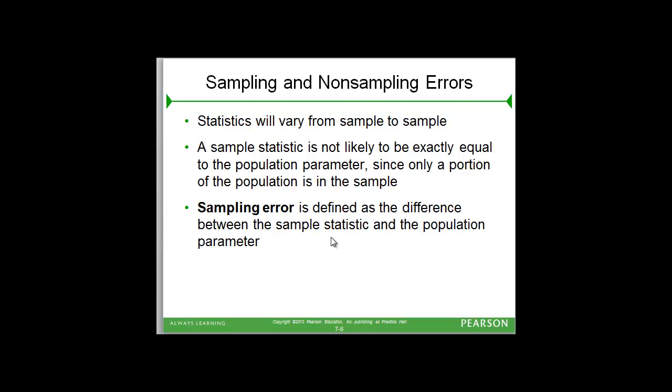The next concept is sampling error. Sample statistics will vary from sample to sample, right? It's easy to understand because samples are different parts of the population. So sampling error is defined as the difference between the sample statistic and the population parameter, such as the difference between the population mean and the sample mean, or the population standard deviation and the sample standard deviation.